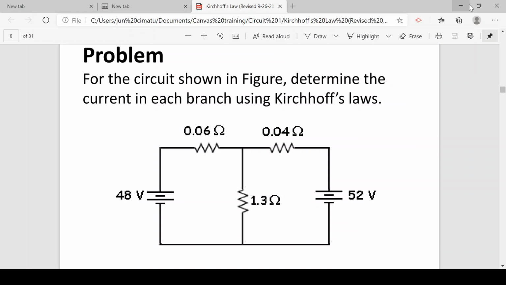This is a problem solving demo on network analysis using Kirchhoff's law. In this first example, we have a circuit, a network having two sources.